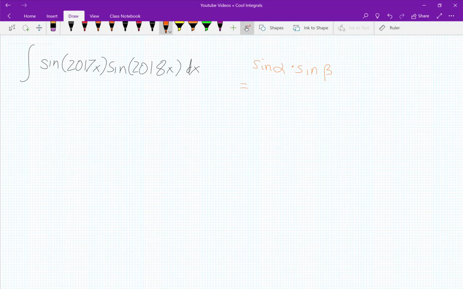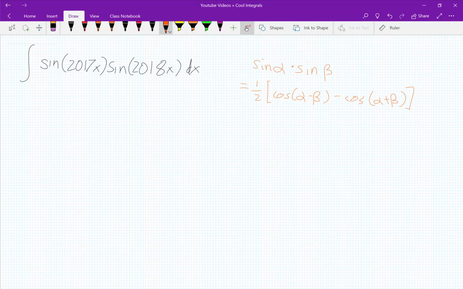is equal to 1 over 2 of cosine of alpha minus beta minus cosine of alpha plus beta. How can we use this?